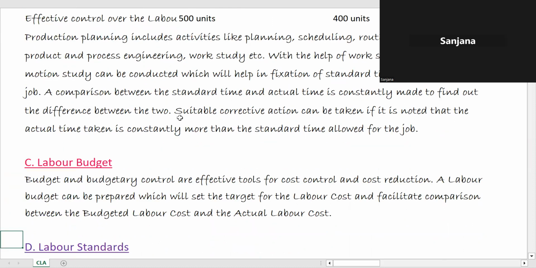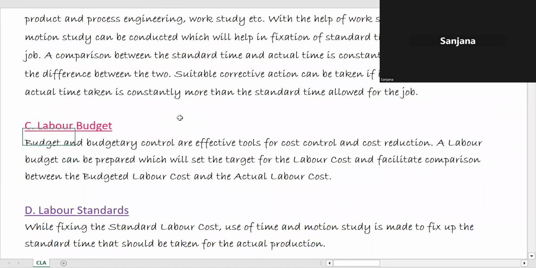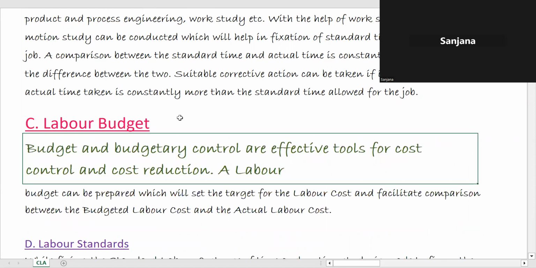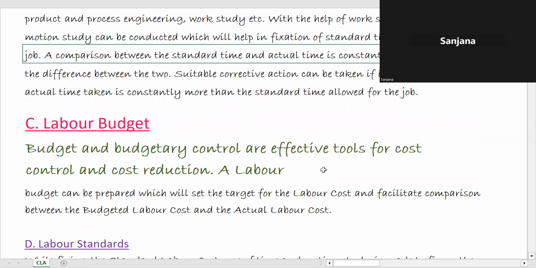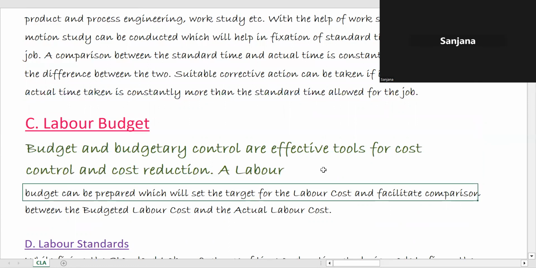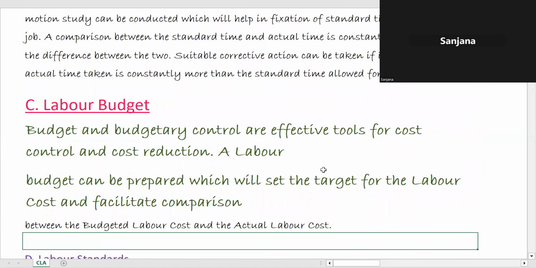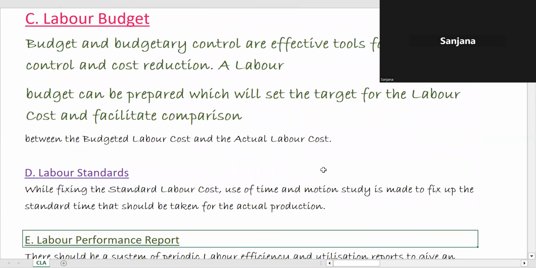Next is labor budget. Budget and budgetary control are used for cost control and cost reduction, as we saw earlier. You have to do budgeting for indirect labor cost. So you have to do proper budgeting, and then you'll get a base for comparison.